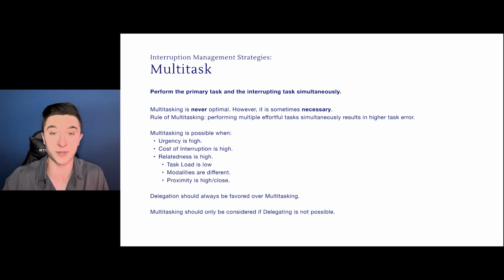If one of the tasks can be delegated to prevent multitasking, then you should delegate. This strategy exists solely as a last resort, and it should be treated as such. You only use multitasking if all the qualities are high, it's possible to multitask, and you can't delegate. So to close out this video, let's explore what strategy we might use in 4 very similar situations.